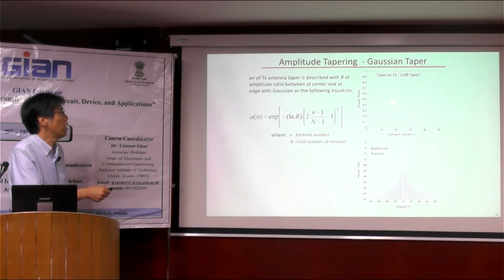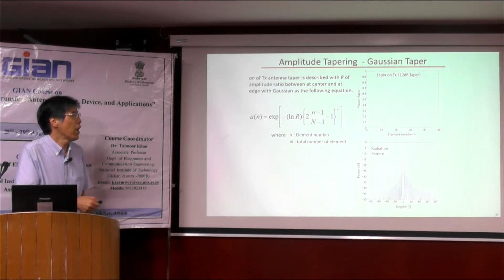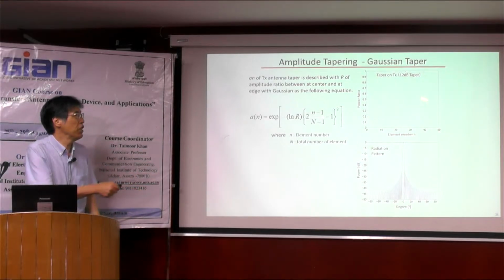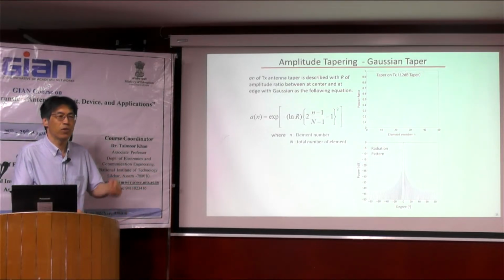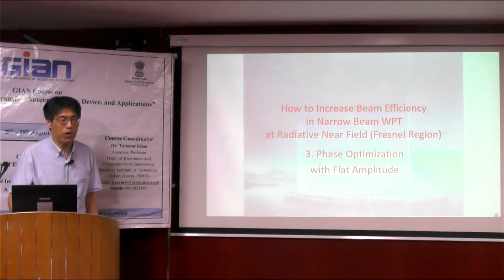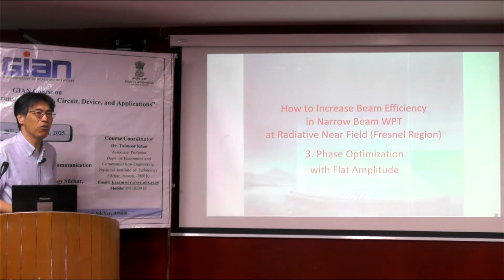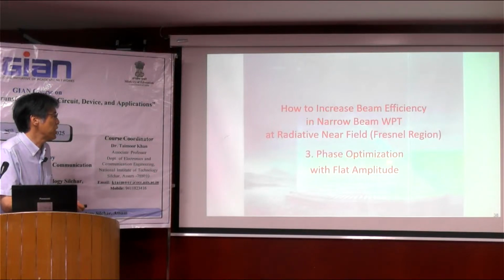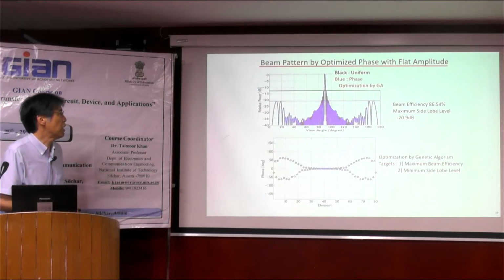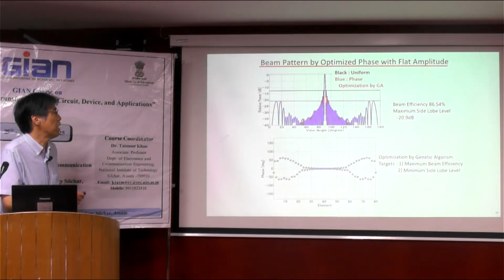But when we would like to create a Gaussian taper, we must put very various transmitters in each area. So for the circuit, it's a very complex system. It's not better. So we, Kyoto University, consider, instead of the amplitude tapering, applying phase optimization with a flat amplitude. So this is an optimized result by the phase optimization with a flat amplitude.